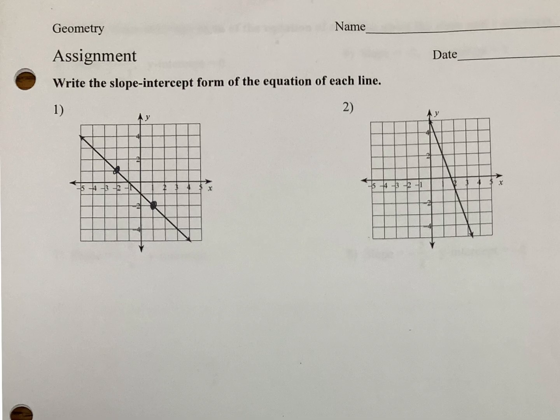So if I rise from the left side to the right side, I go down 1, 2, 3. That's -3 on the left. And then from this point, I run 1, 2, 3 to the right. So that's a rise of -3 over +3. So my slope is -1. So y equals -1x, which is the same thing as -x, plus b.